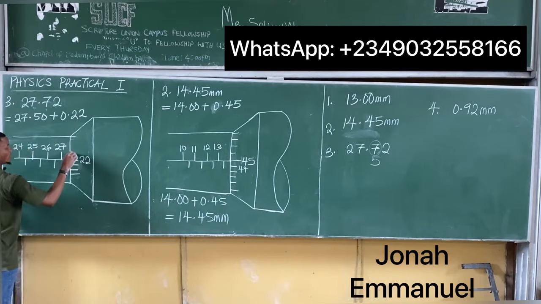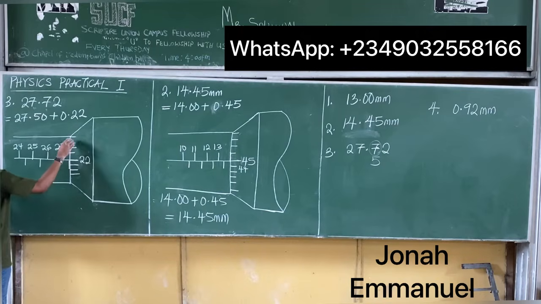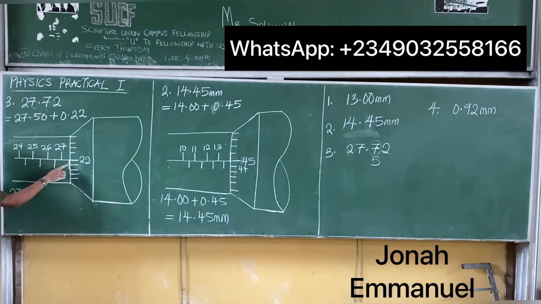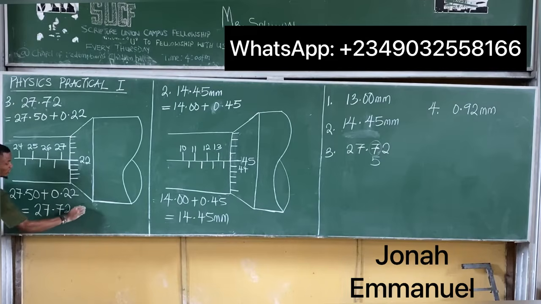22. 1, 2, 3, 1, 2, 3, 4. Okay. So I have this. So it becomes this one here. 27 point this 50 plus 0 point this one here 22. So that gives you 27.72 millimeters, please. That's what's safer.